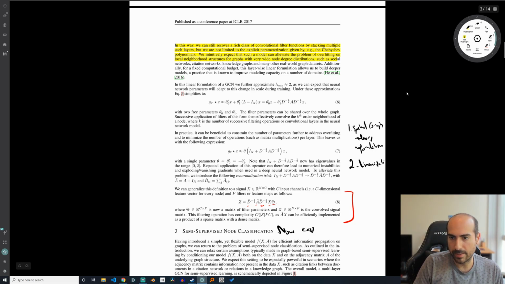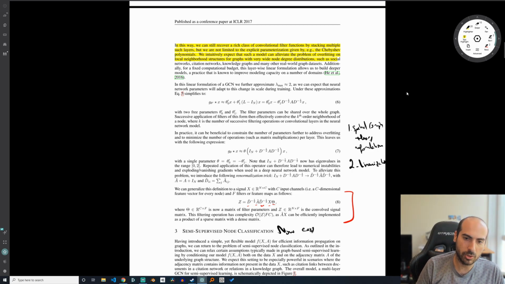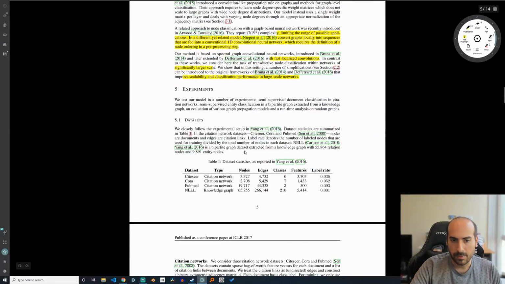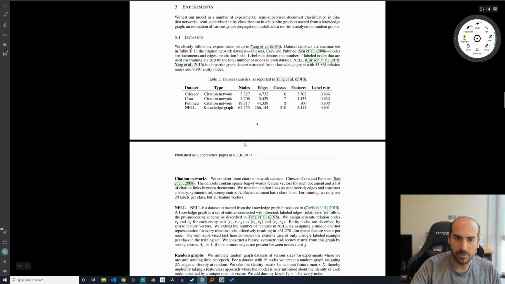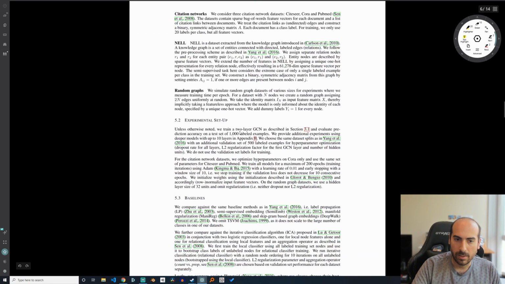So instead of having this polynomial approximation, they just made a linear approximation, and that way you can evaluate a convolution at every layer very efficiently, which is, I guess, something that was new relative to other kinds of work. So let's see some results, for example. Here, it looks like the largest network that they use had 65,000 nodes, but 266,000 edges. Symmetric adjacency matrix, random graphs, experimental setup.